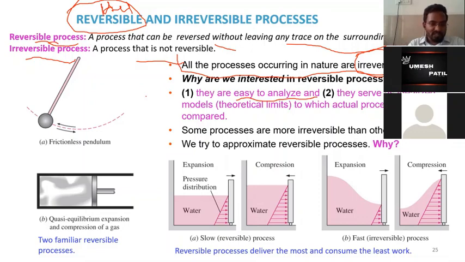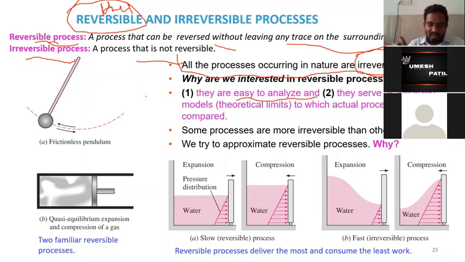That is the one reason. The processes that are reversible are easy to analyze because we can predict their performance. I can easily predict that Samadhan will attend the classes, he will solve the assignments, he will attempt the quizzes. We can predict that if he is ideal, right? So that way, if a process is ideal, we can predict its performance, we can easily analyze its performance.